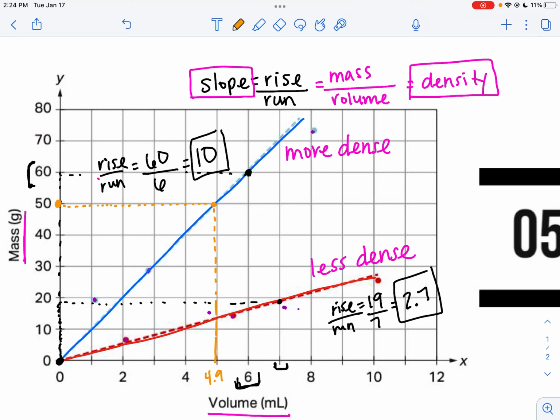And then we could do the same thing. Let's say I told you that the volume of our red sample was 8, and I wanted you to find the mass. You could go up until your line intersects, and then we just go over, and maybe that's like 22 or so. So we can use our best fit lines to find other information about other samples that we may have in the future.